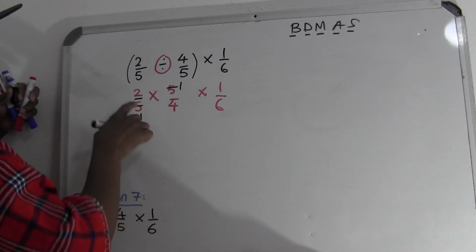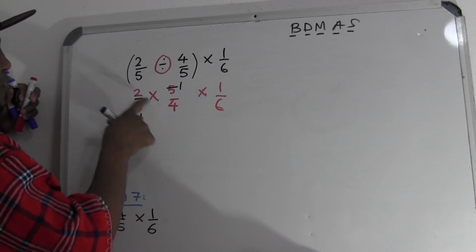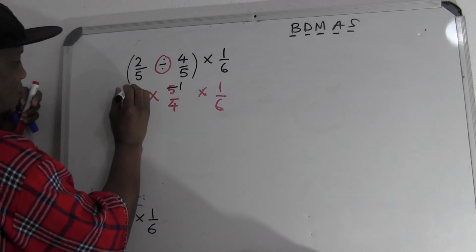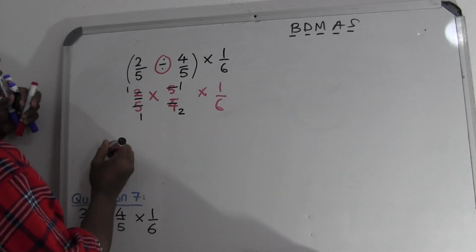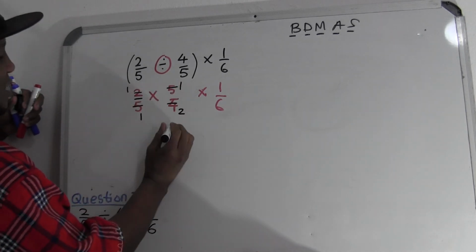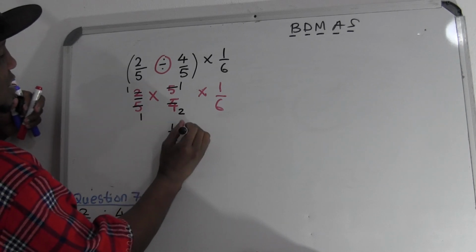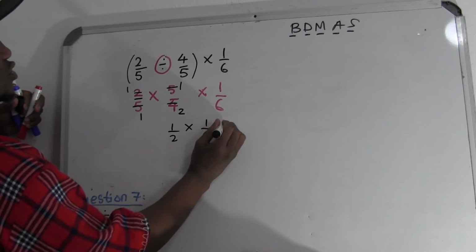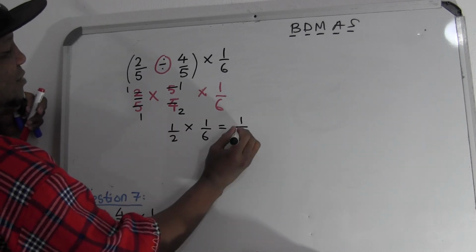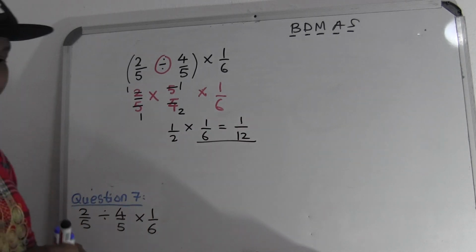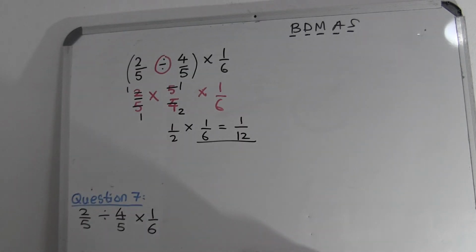Now let's look at 2 and 4. Which number can go into both of them? By 2 itself, 1; 4 divided by 2 is 2. So 1 times 1 equals 1, 1 times 2 equals 2, times 1 over 6. Our final answer: 1 times 1 equals 1, 2 times 6 equals 12. So just 1 over 12.